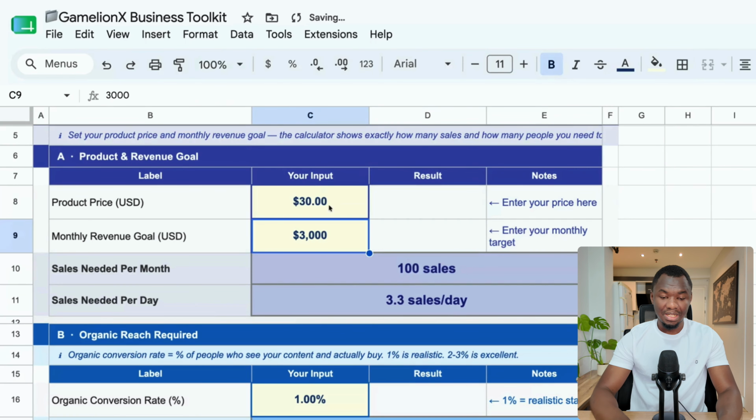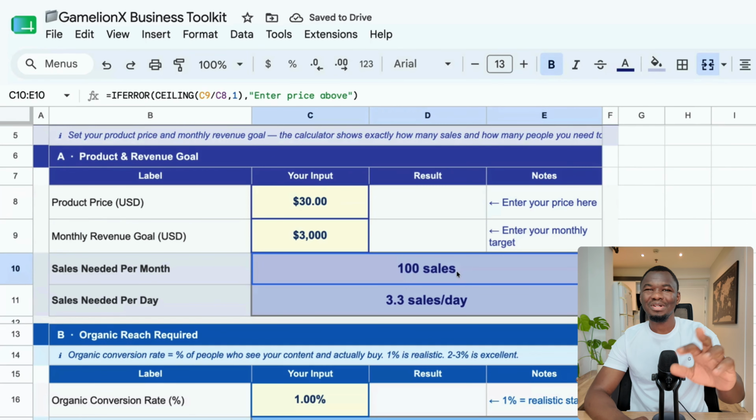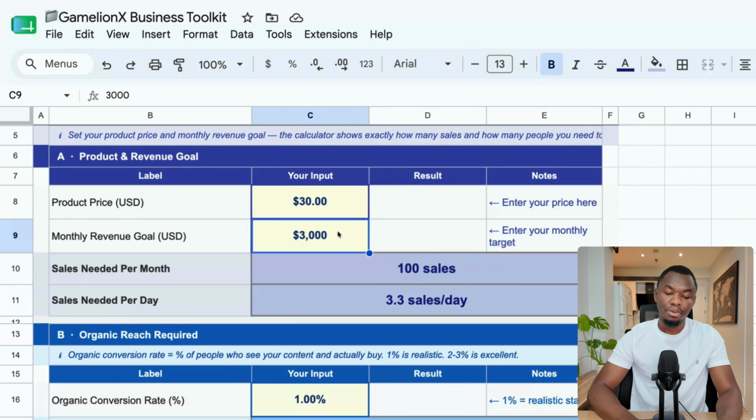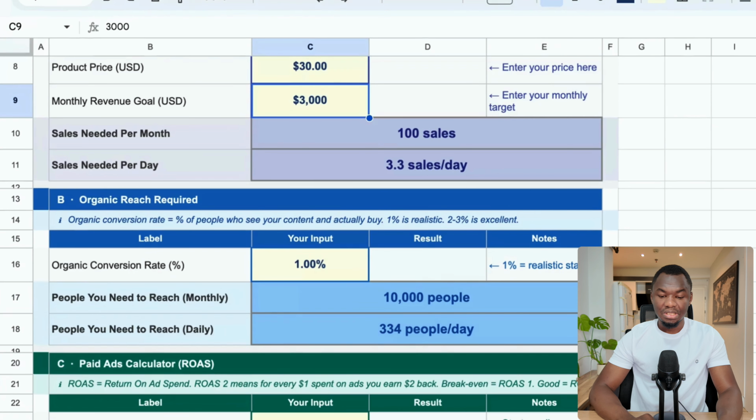But then let's say you're selling it for $30. It means you need to make 100 sales. Convince 100 people to pay you $30 and you'll make your $3,000 in sales. So this is a calculator.